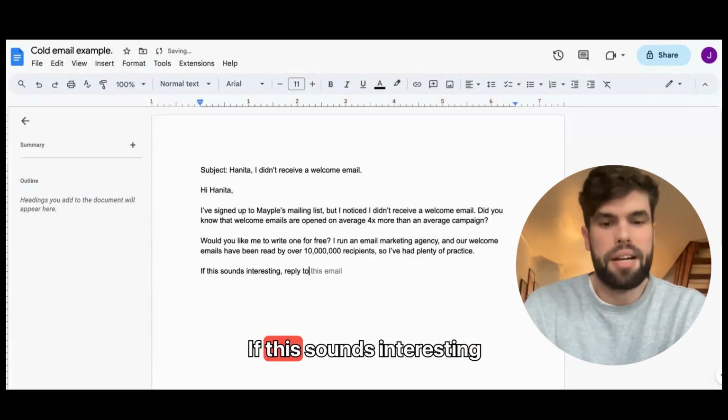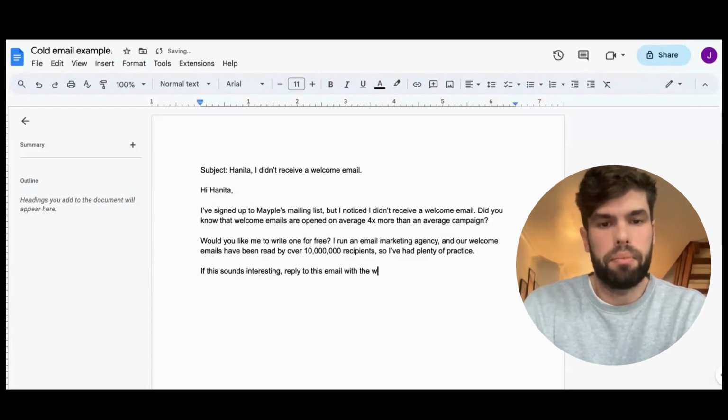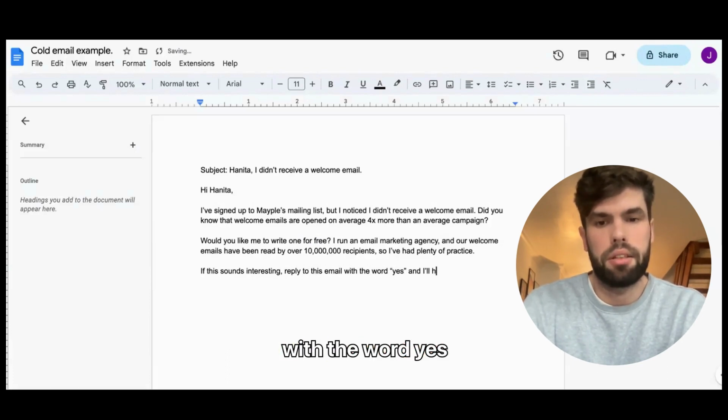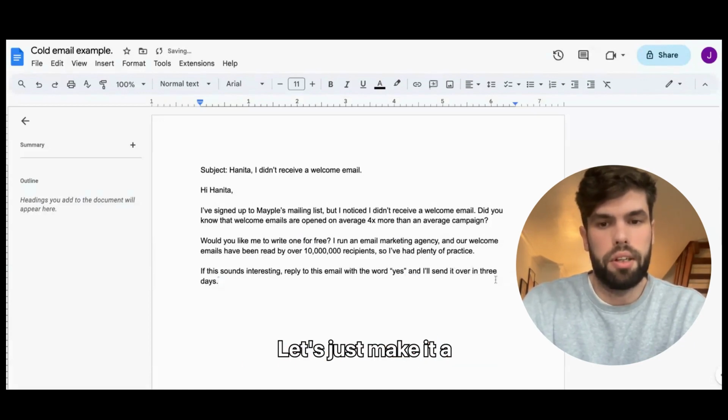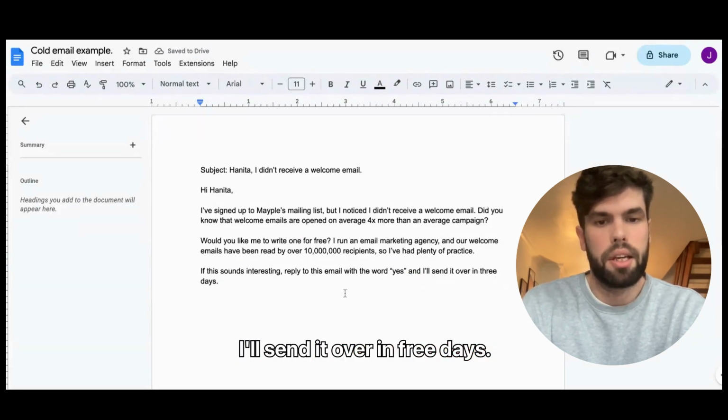Here comes the CTA. If this sounds interesting, reply to this email with the word yes, and I'll send it in 3 days. Send it over. Let's just make it a little less formal. I'll send it over in 3 days.